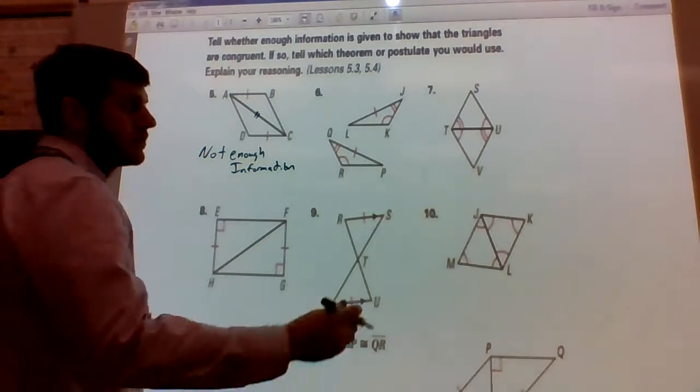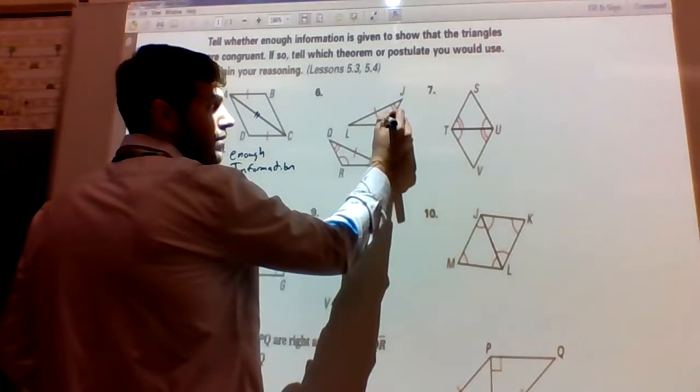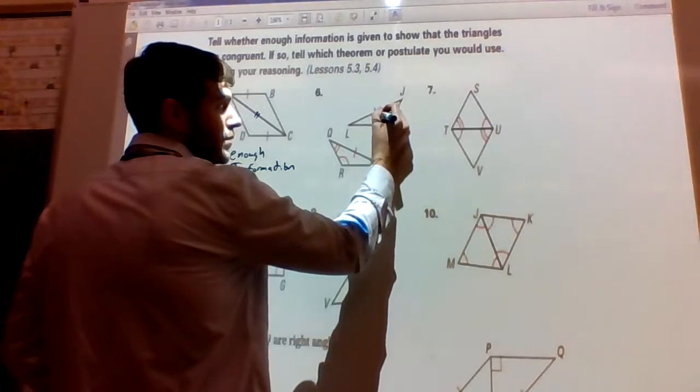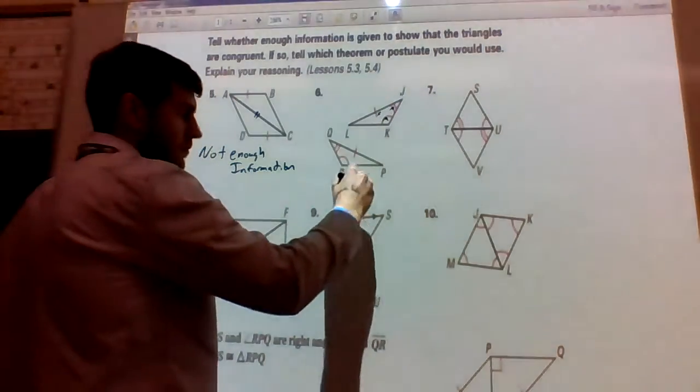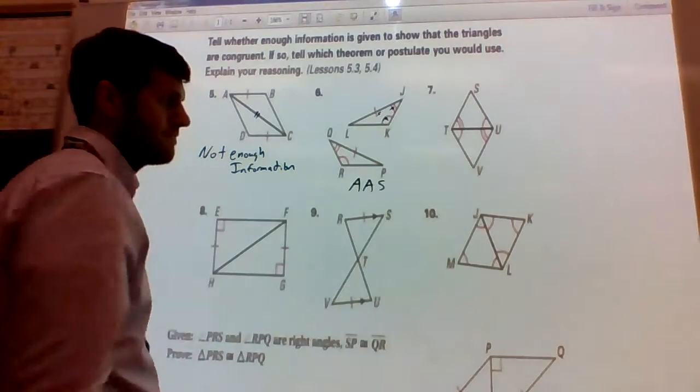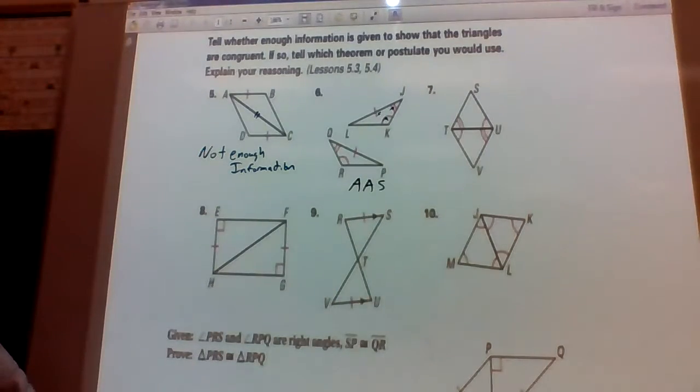Number 6, we have an angle, we have an angle, we have a side. So we can use angle, angle, side. Right, so those triangles, triangle QRP and triangle JKL, are going to be congruent.